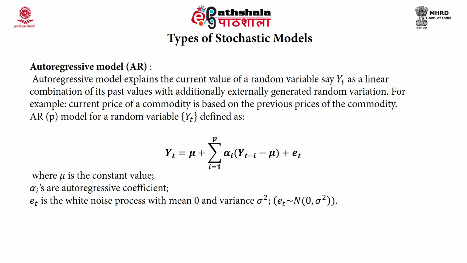The model for a random variable yt is defined as yt = mu + summation of alpha_i (yt-i - mu), where the summation is over i equal to 1 to p, plus an error term, where mu is a constant value, alpha_i is the autoregressive coefficient, and et is a white noise process with mean 0 and variance sigma square. So here et is also a random variable that follows a normal distribution with mean 0 and variance sigma square.